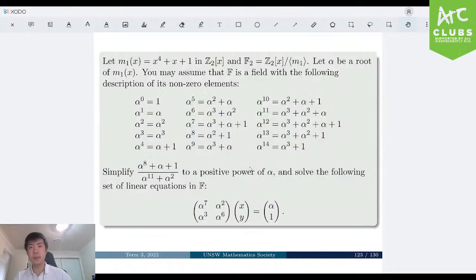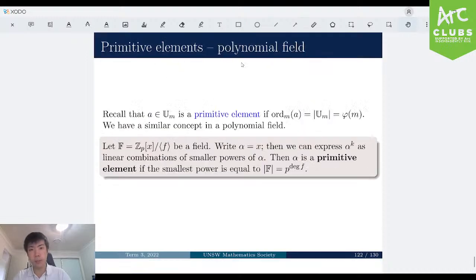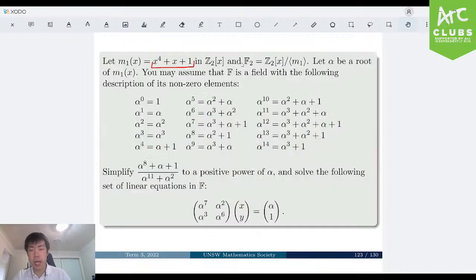I think it's much easier if we look at an example here. So let's have a look at this. Suppose we have this field here, because 2 is a prime number. F2 equals Z2[x] modulo M1, where M1 is equal to this. Okay. Now, firstly, by what we looked at just here, how many elements will there be in this field F2? Well, there will be exactly 2 to the power 4, 16.